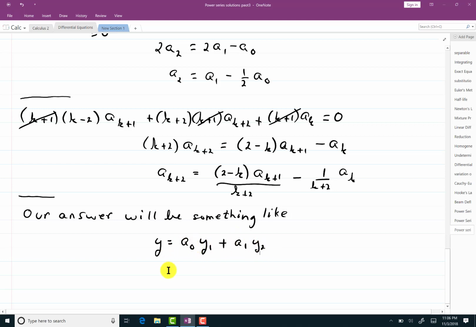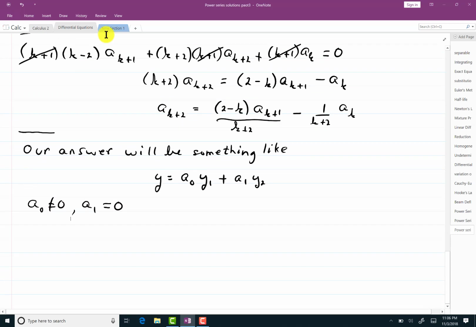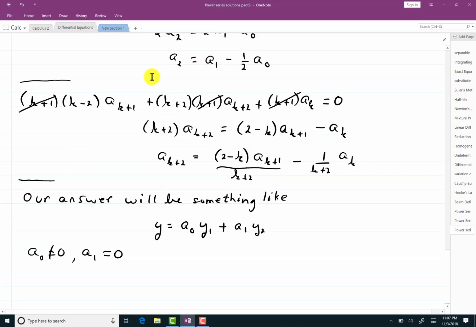So what I'm going to do is I'm going to start by allowing a sub 0 to not equal 0, but a sub 1 to equal 0. So this will allow me to figure out what my y sub 1 is going to be. And then I'll reverse this when I need to find my y sub 2. You'll see how it works. First of all, we have this locked down. So let's take care of the a sub 2. A sub 2 will equal, now since a sub 1 is 0, it will equal negative 1/2 a sub 0.